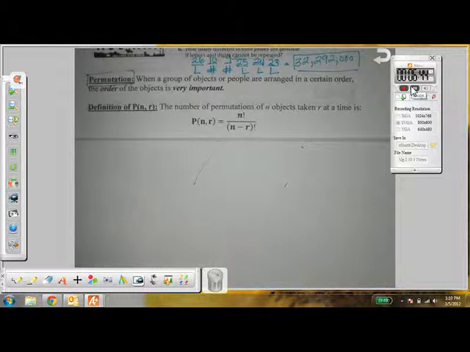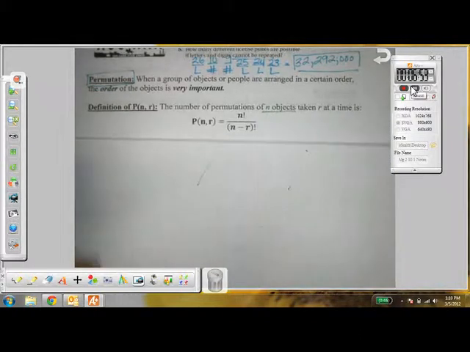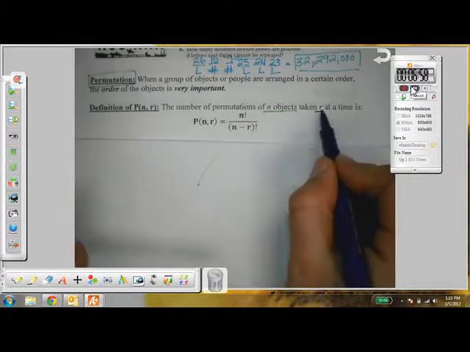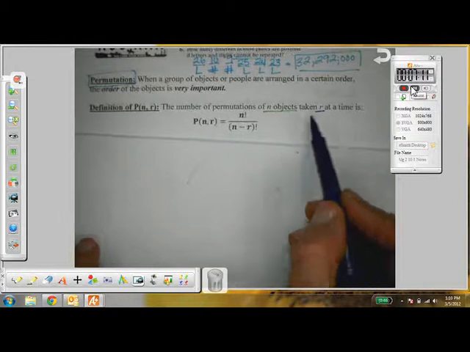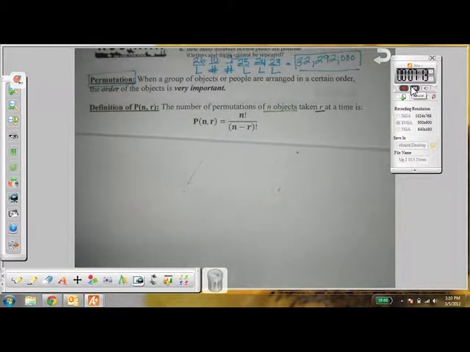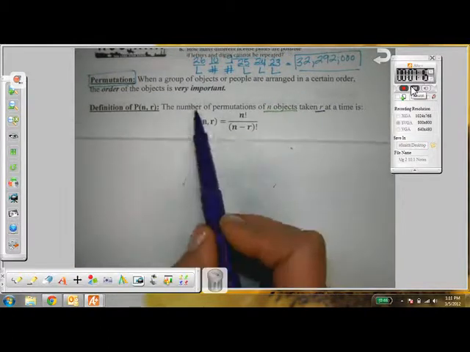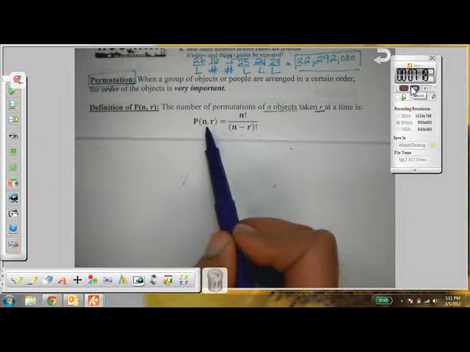The formula is given to us for the number of permutations of n objects. So n is how many, for example, different letters we had to choose from, taken r at a time. So sometimes you're going to be given, say, I have 26 letters in the alphabet and I'm picking 3 at a time. How many different permutations are there? So sometimes we will be picking a certain amount at a time, and we'll do an example. So the formula is the permutation of n objects r at a time.